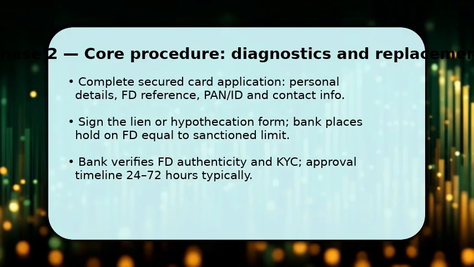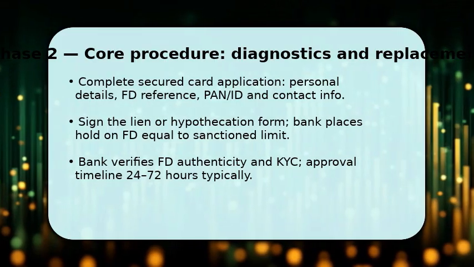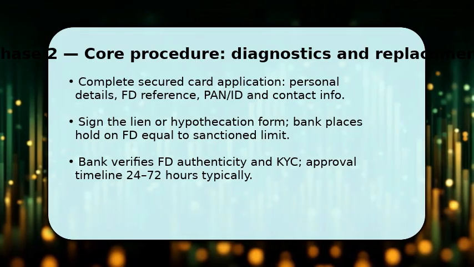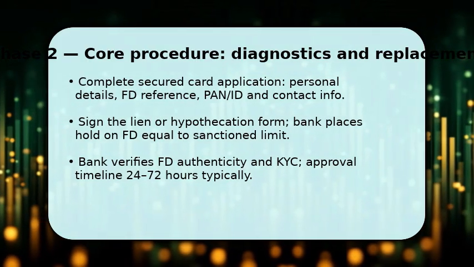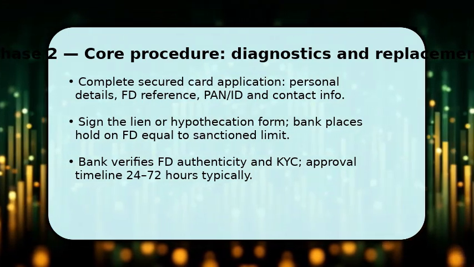The bank then verifies the FD and your identity. Verification usually takes 24 to 72 hours. Once verification succeeds, the bank calculates the sanction limit, usually a percentage of the FD, and prepares the card. Make sure your contact details are accurate for delivery and activation.